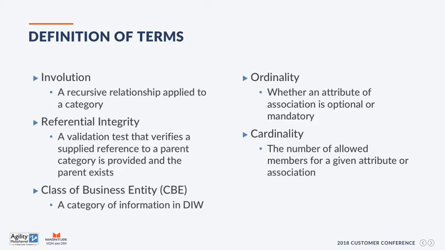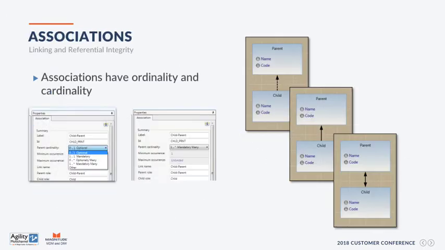In MDM, we refer to categories of information. In DIW, those categories are simply called classes of business entity, reflecting the evolution of DIW from a more object-oriented kind of environment. We'll also talk about ordinality and cardinality of associations in MDM and DIW. Simply defined, ordinality is whether something is optional or mandatory, and cardinality is the number of allowed members in that attribute or association. So associations have both ordinality and cardinality.